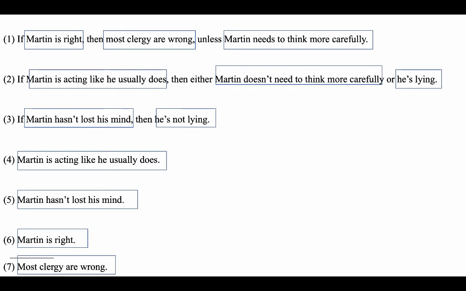All right, let's look at the next one. So I'm going to give letters here. Martin is right. Most clergy are wrong. Martin needs to think more carefully. Martin is acting like he usually does. Martin doesn't need to think more carefully. Martin is lying. Martin hasn't lost his mind. He's not lying. Martin is acting like he usually does. Martin hasn't lost his mind occurs again. Martin is right. And most clergy are wrong. So I've assigned my letters, and now I'm going to go through and do a representation of the argument.